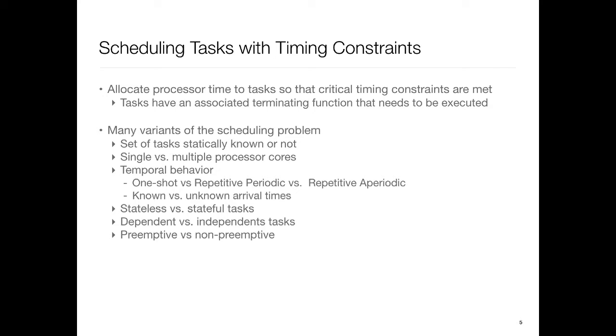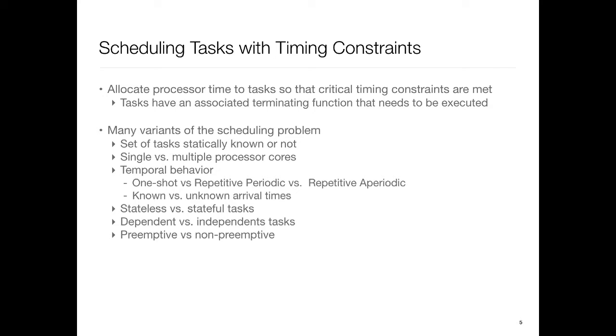One of the key problems that arises is that my processor is being shared among multiple tasks. Can I do that sharing so that the timing constraints I have on the various tasks are met, and do so under a variety of situations? Like, for example, I may have dynamically arriving tasks. I may have many processor cores. I may have tasks with complicated temporal behavior. Sometimes tasks are very periodic, at other times they are highly unpredictable.